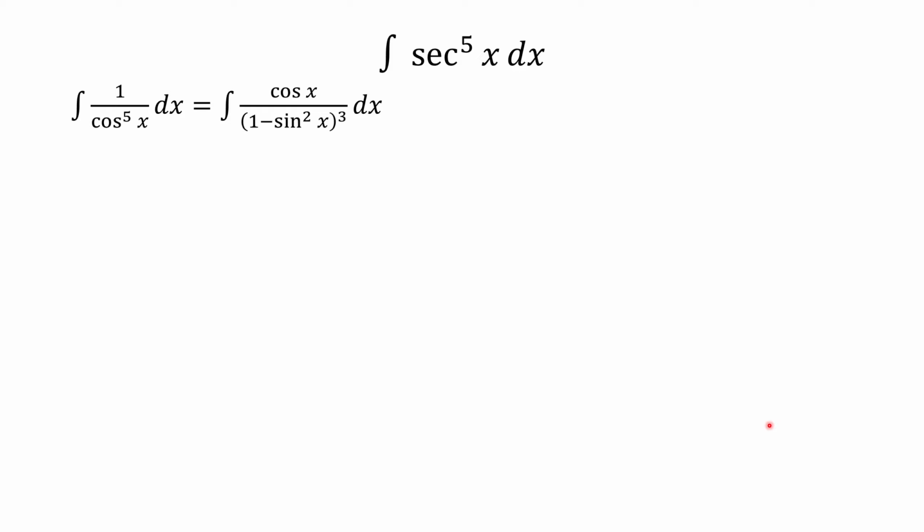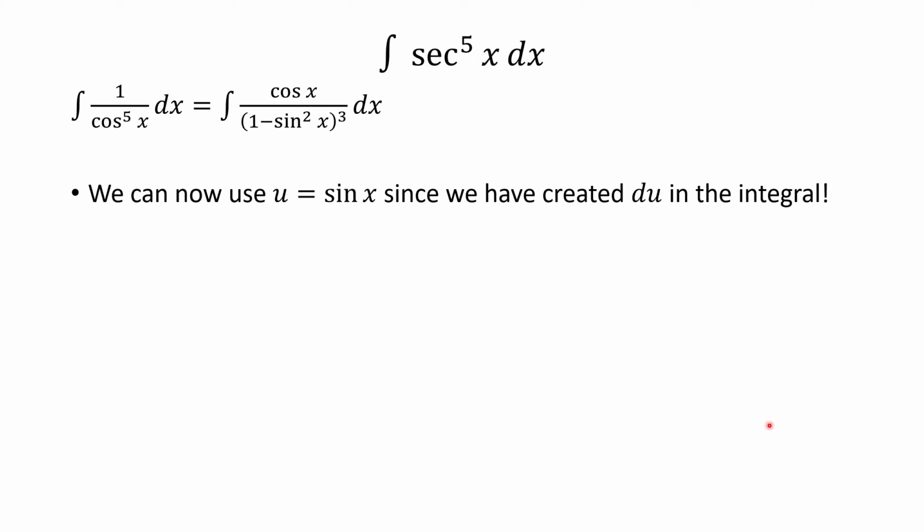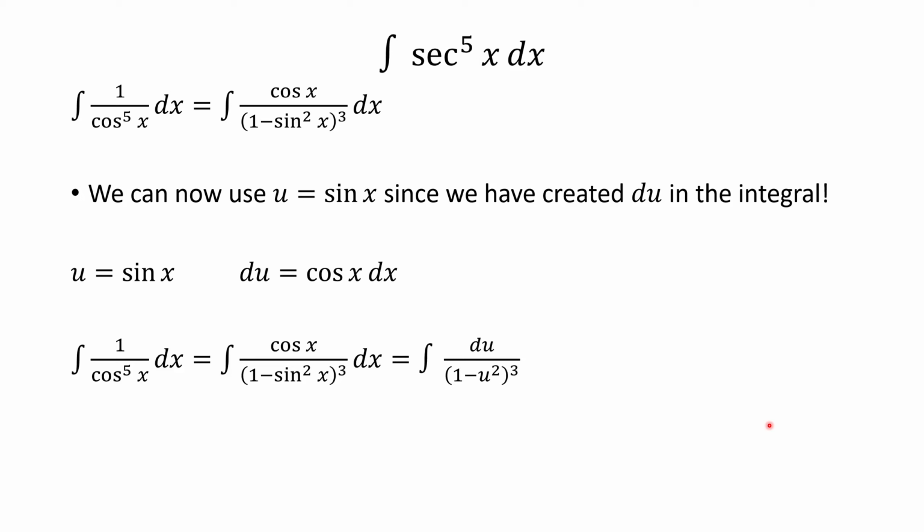I just copy that last slide over here. Now we can use u equal to sine x because we've created du in the integral. So u is sine x, du is cosine x dx, and there's our wonderful du just sitting there that we added in. And all we have is sine aside from the du, so we're doing really well there. So we can change this trig integral to a polynomial integral instead. Or a rational function, anyway.